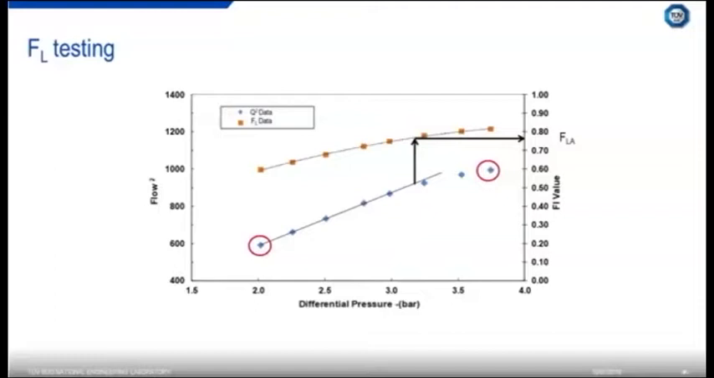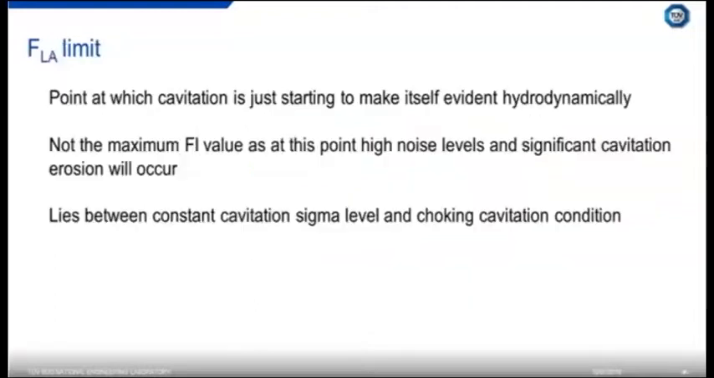So for FL testing, you basically want to determine when the data starts to deviate from that line. On this graph, you can see roughly where that occurs. For each of the data points, you can also calculate an FL number, and you can fit a curve through that, and then you can draw a line up and then across, and that gives you an FL number. This FL number here is what's known as the FLA limit.